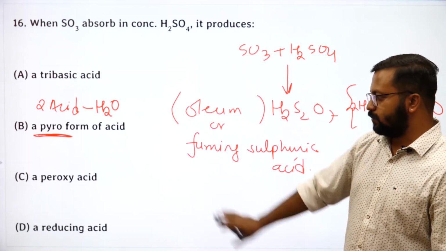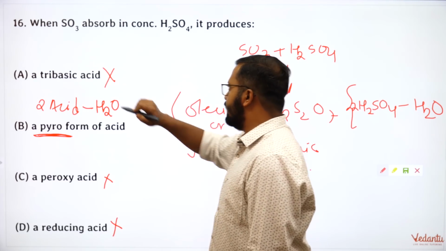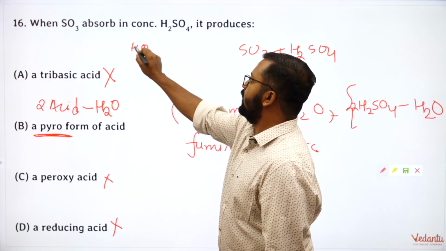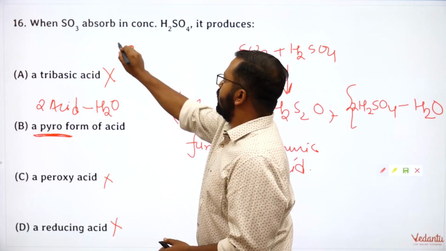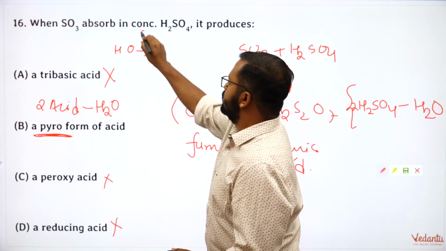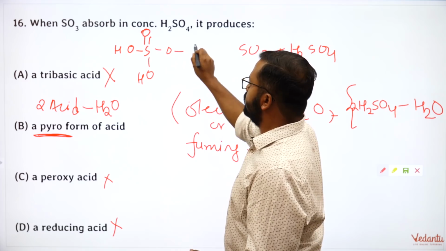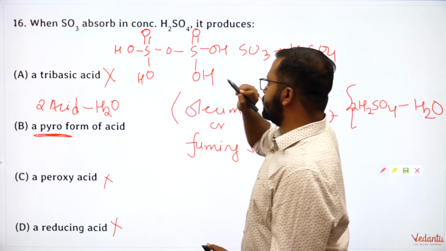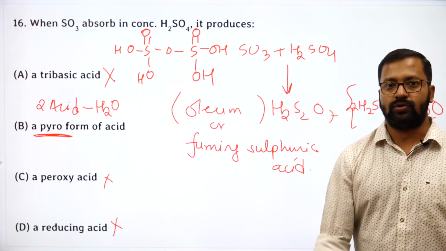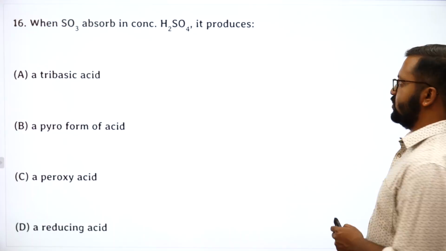Very simple assessment. पेरोक्सी नहीं होगा, रिड्यूसिंग एजेंट नहीं है, ट्राइबेसिक नहीं है. स्ट्रक्चर इसका ये होता है: OHS डबल बॉन्ड O, OHO. This is our pyrosulfuric acid or oleum or H2S2O7. Okay, so let's move on to the next question.